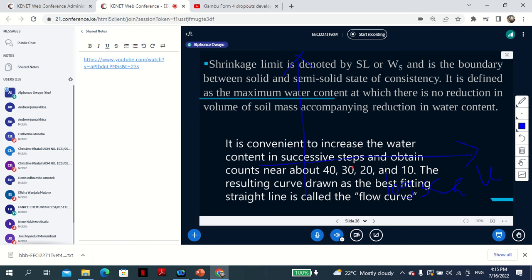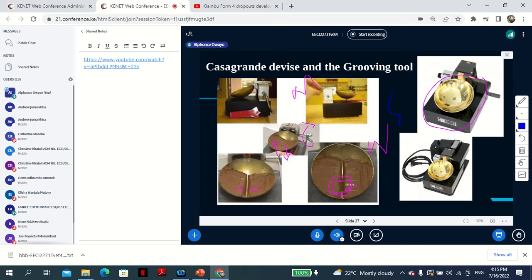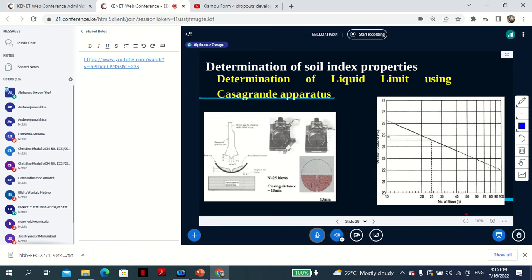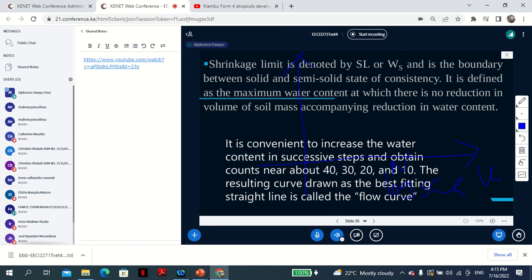And you draw number of blows. So the number of blows are called n. Yes, this is a typical curve. The number of blows, and then the water content.